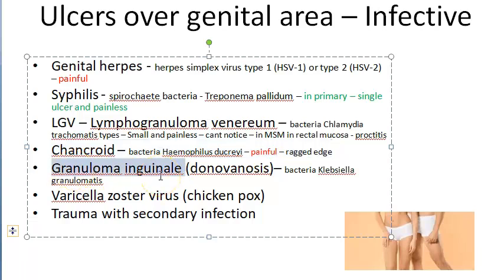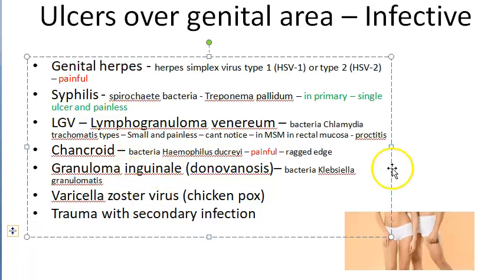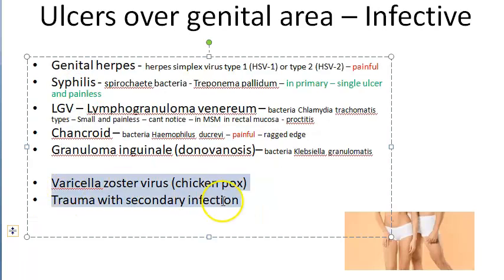Granuloma inguinale, this is also called donovanosis. This is caused by the bacteria Klebsiella granulomatis. Is it becoming too much, guys? Granuloma inguinale, donovanosis, caused by the bacteria Klebsiella granulomatis. Easy, no? This is one bacteria. What else you should know? Even chickenpox, varicella zoster, can cause some ulcers there. You should just keep this as a differential in your head.